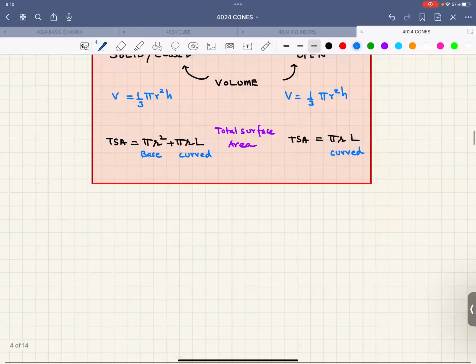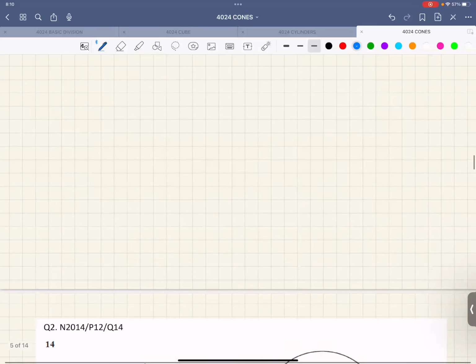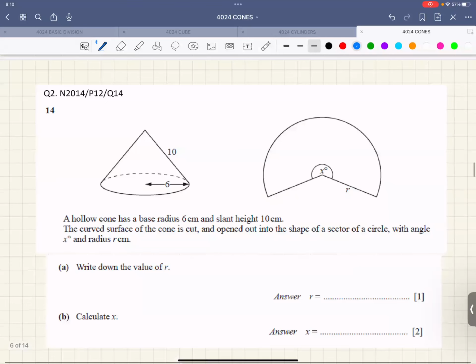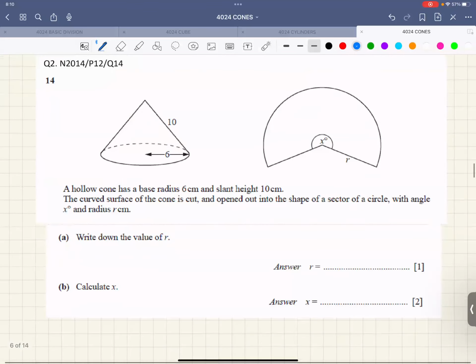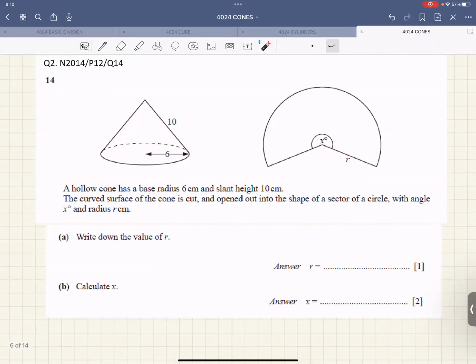So now keeping this in mind, let's start with some questions. The first question is very conceptual. The question says, a hollow cone has a base radius 6, slant height 10. The curved surface of the cone is cut and opened out in the shape of a sector like this, with angle x and radius r. It's a paper 1 question. Write down the value of r, calculate x.